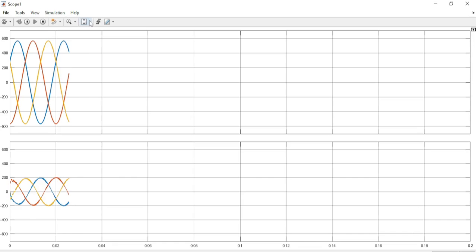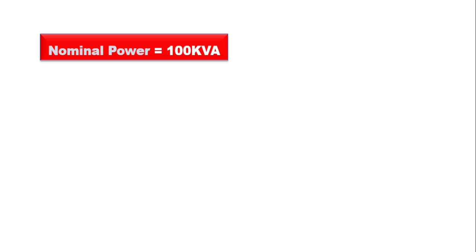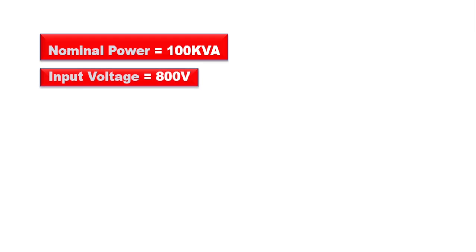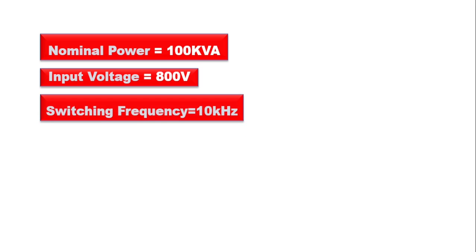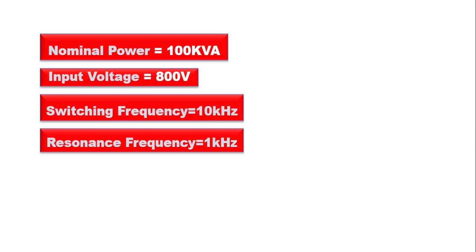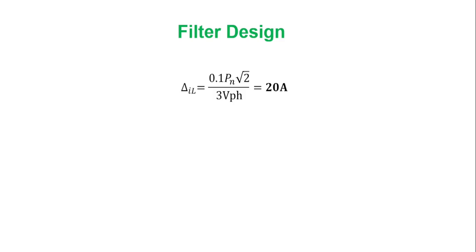In today's video, we are designing a grid-connected inverter with the following parameters: nominal power 100 kVA, input voltage 800 volts DC, switching frequency 10 kHz, resonance frequency 1 kHz, and the nominal frequency is 50 Hz. In designing our filter, a 10% ripple of the rated current has been considered.